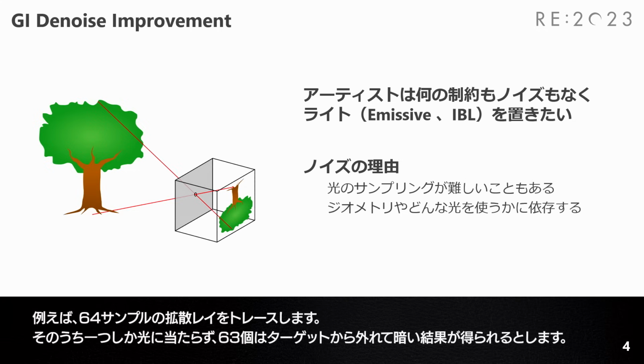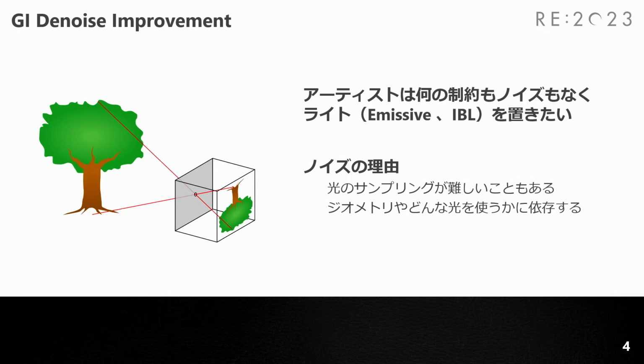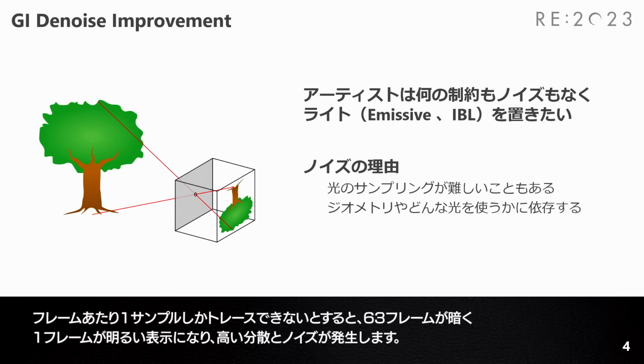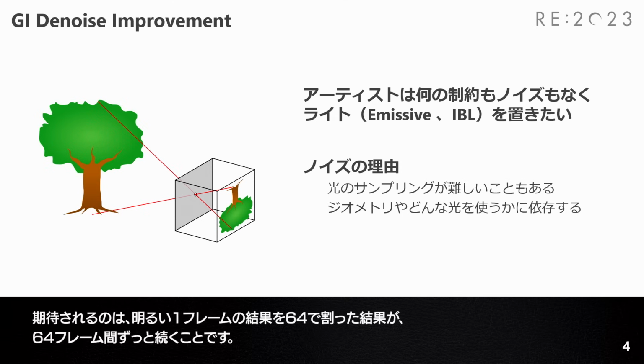For example, we trace a diffuse ray for 64 samples. Only one of them hits the light, so 63 miss the target and get a black result. If we can only trace one sample per frame, you will see 63 black frames with one lighted frame. That causes high variance and noise. What is expected is 64 frames with the same result, the one-frame lighted result divided by 64.